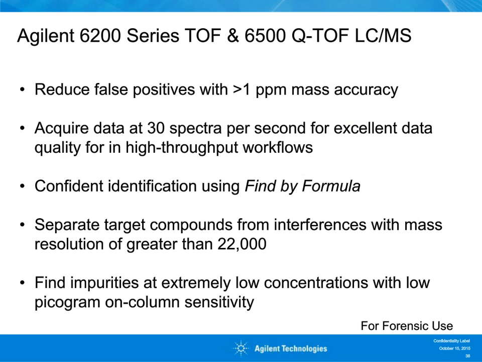At Agilent, we offer 2 different series of platforms, the 6200 series TOF instruments and the 6500 QTOF LCMS instruments. These typically have a mass accuracy of better than 1 part per million, which, again, is important in helping to discriminate between compounds of similar molecular mass. Provides for very rapid data acquisition for high-throughput workflows. And with our find by formula algorithms, enables you to confidently identify the peaks that are showing up in your mass spectrum. And I'm going to give you an example of this derived from an actual case study.